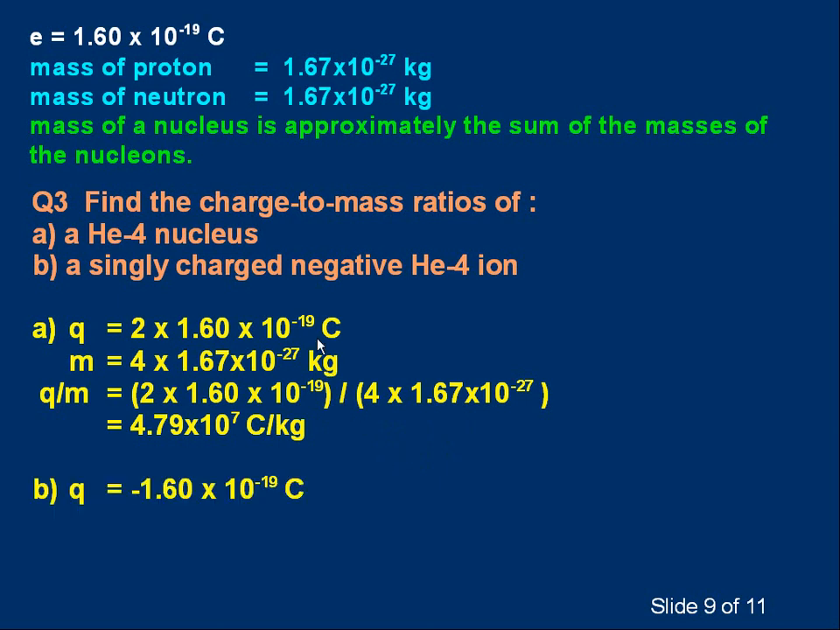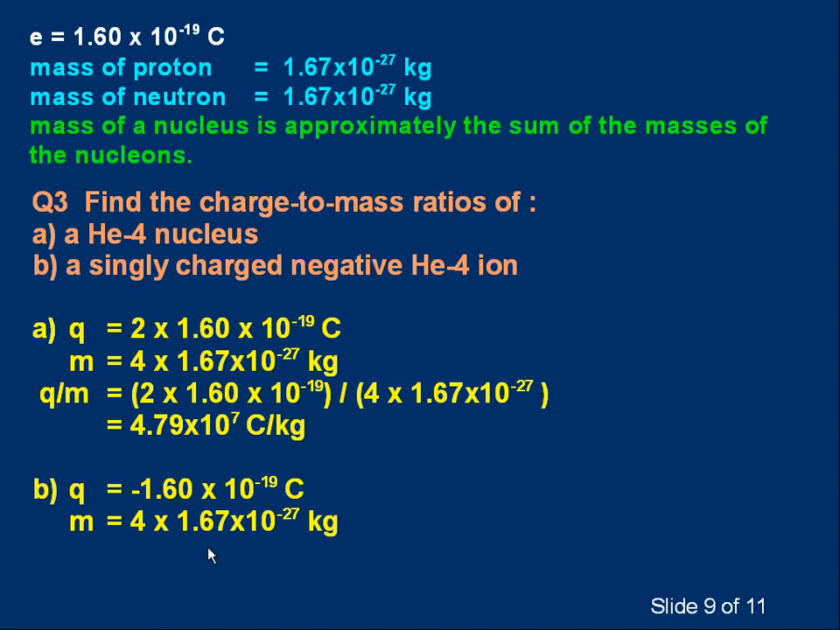How about the other one? A singly charged negative helium-4 ion. Well, I hope you can see that it's become singly charged by having an electron added to a neutral helium atom. The charge is simply the charge on one electron, singly charged negative. So the charge on the ion is minus 1.6 times 10 to the minus 19 coulombs.